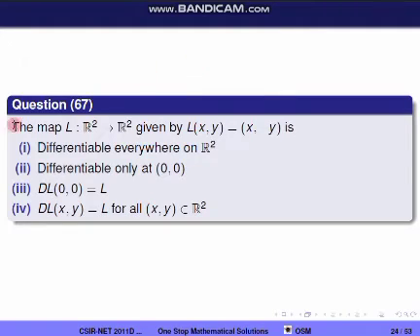Question 67. The map L from R square to R square given by L of (x, y) is equal to (x, minus y). So we have defined a map here. We have to check which of the options is correct. So first of all, we'll look at the concepts used.